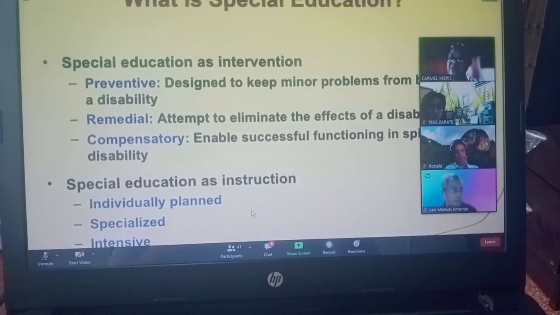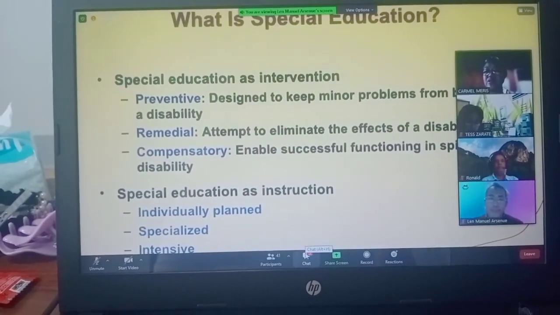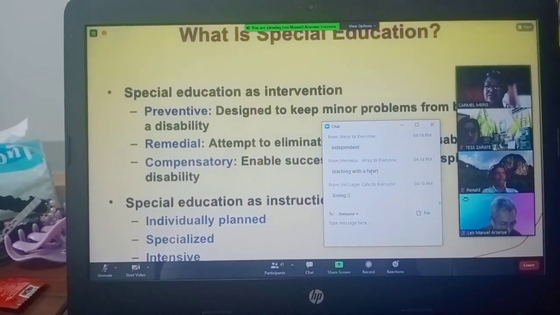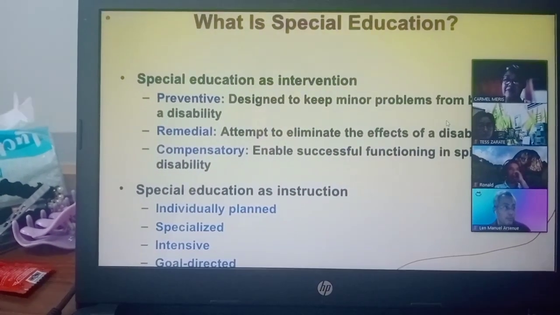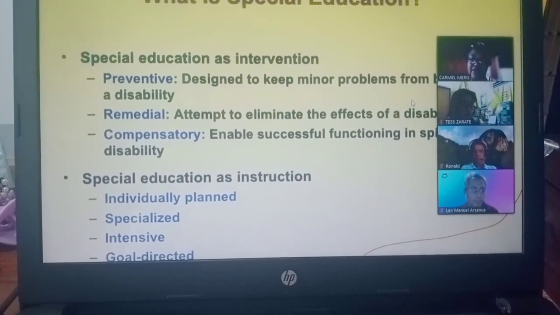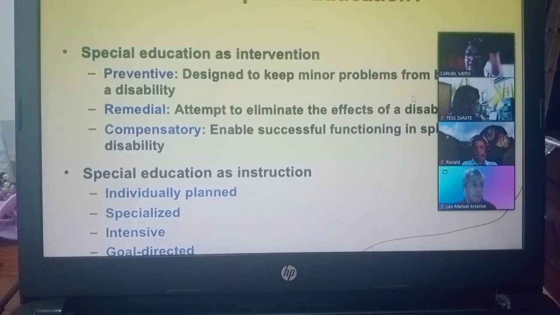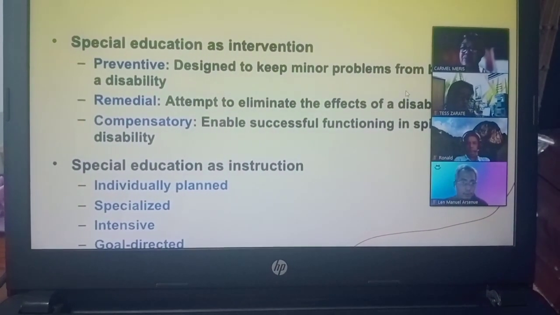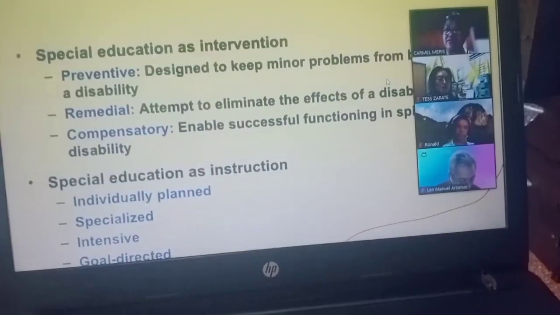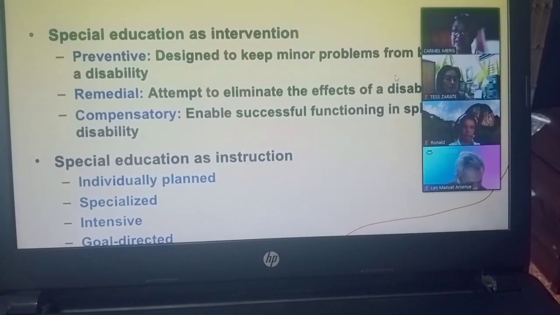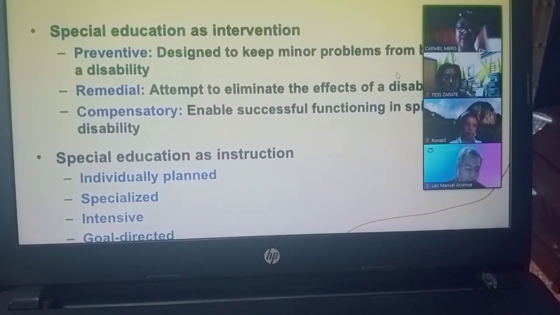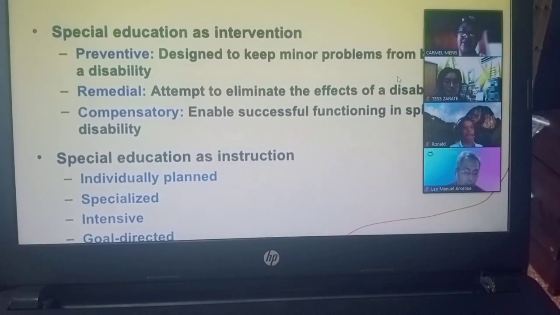Remedial, if the problem is already there, what do we do? So we try to eliminate not the disability, but the effect of disability. So if he is a non-reader, what do we do? We provide activities so that at least by chance we're able to let him read. It may be slow, but at least we're trying our best to get him to that goal of reading. If our goal is for him to read a phrase, then at least we're getting to that goal by chance. So that's remediation. Compensatory, enable successful functioning in spite of the disability.